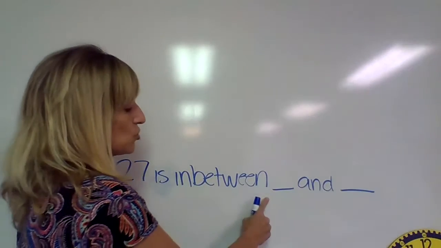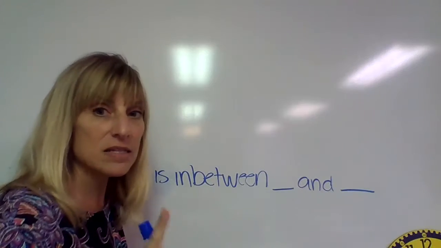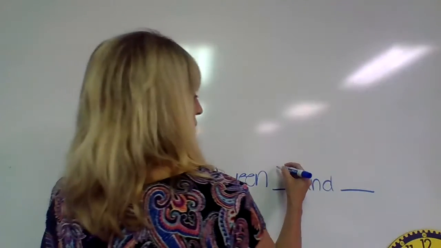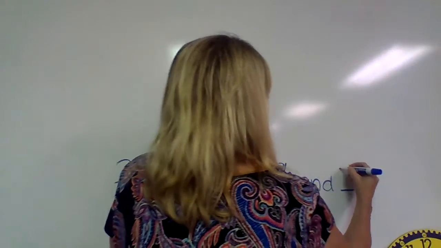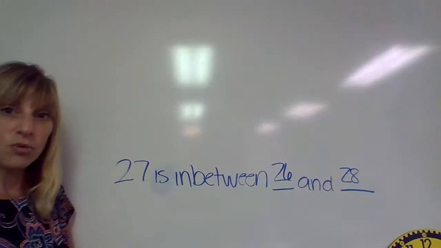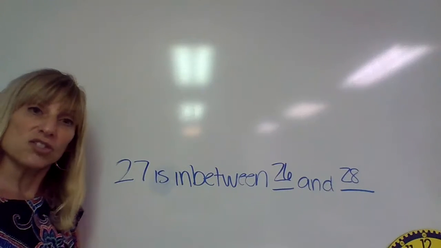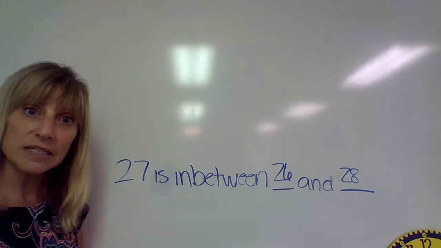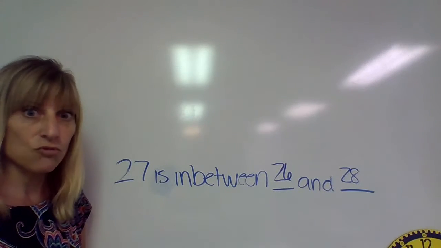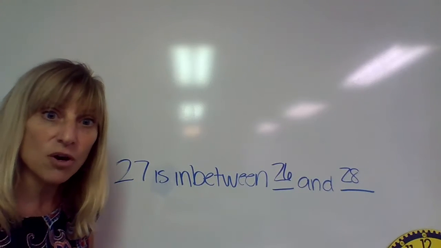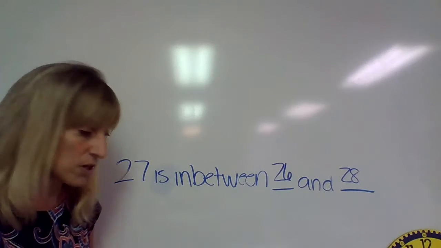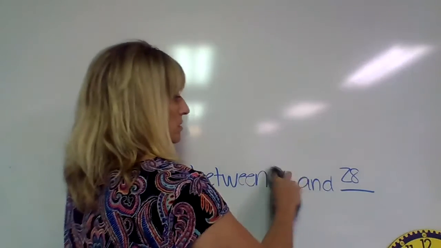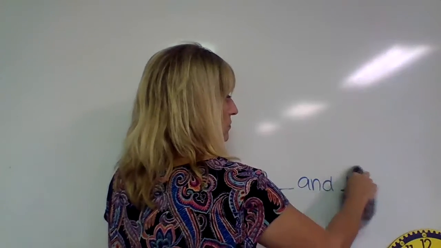The instructions say: write the two tens each number is between. 27 is in between blank and blank. I had some of you write 27 is in between 26 and 28. Now that's true, but are 26 and 28 groups of 10? No. Groups of 10 have a 0 in the ones place. So if you wrote that, you had the wrong answer. So I'm going to erase this and this.